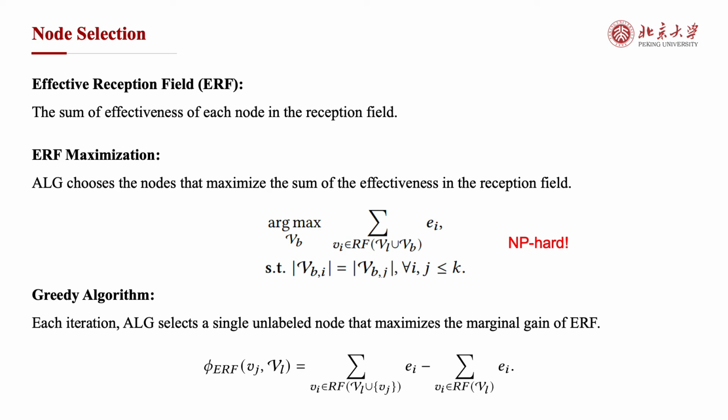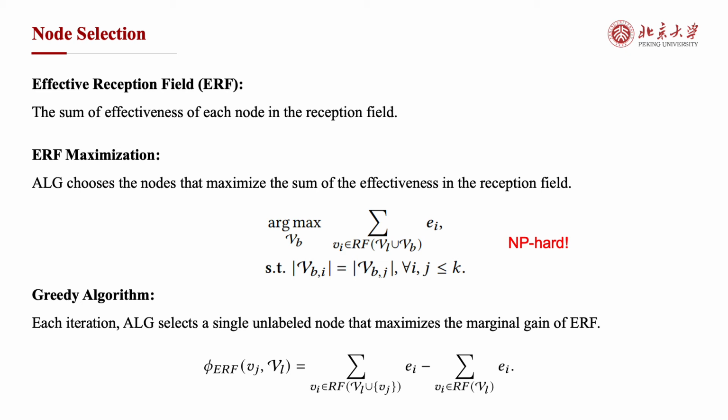Based on the second observation and definition of effectiveness, we then define the effective reception field as the sum of effectiveness of each node in the reception field. Further, we propose to model the active learning problem as an ERF maximization problem. That is, to select nodes that maximize the sum of effectiveness in the reception field.